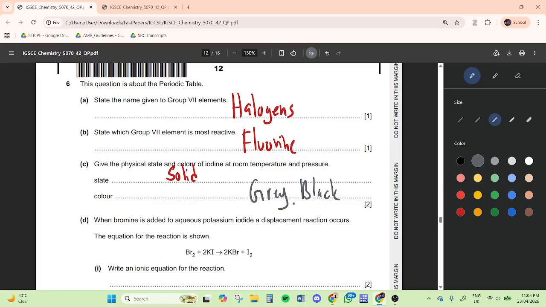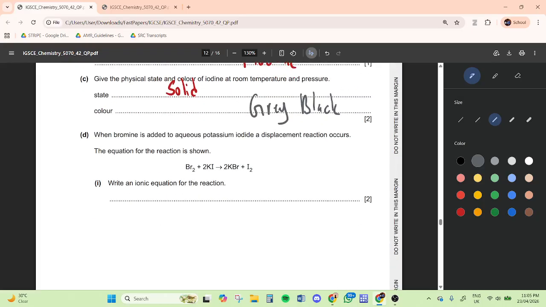All right. When bromine is added to aqueous potassium iodide, a displacement reaction occurs. The reaction equation is shown. Write an ionic equation for the reaction.